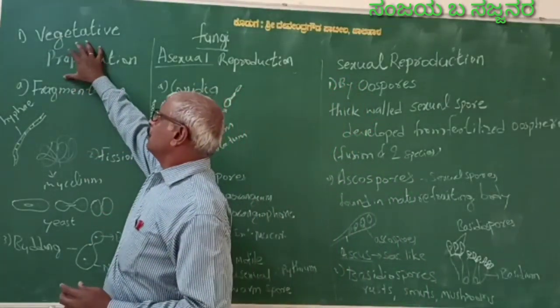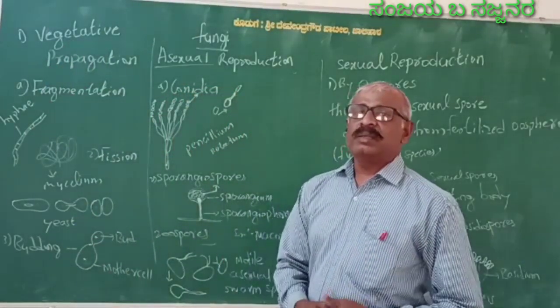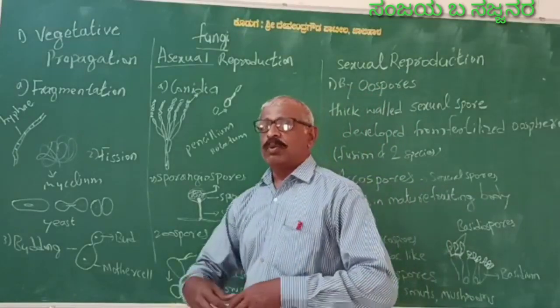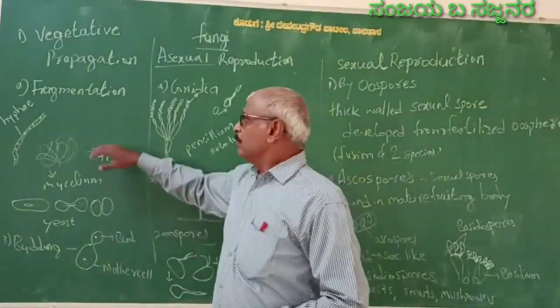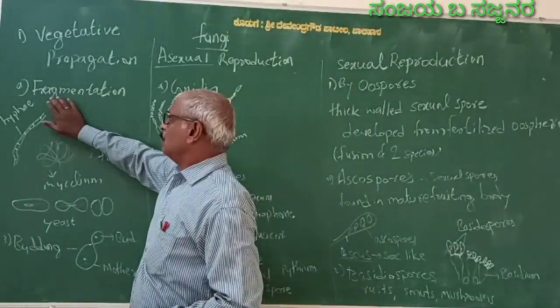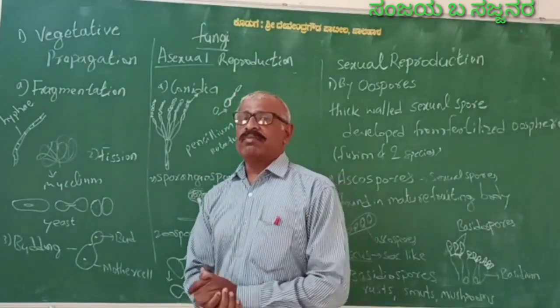We start with vegetative propagation. The body itself participates in the reproduction. Propagation means increasing in number. One method is fragmentation. What is meant by fragmentation?